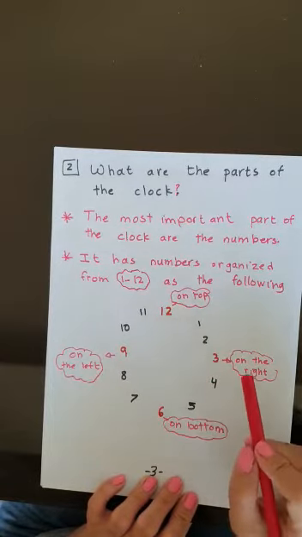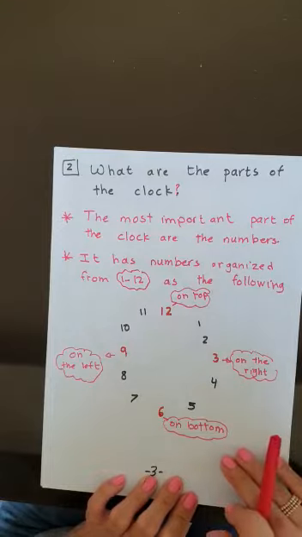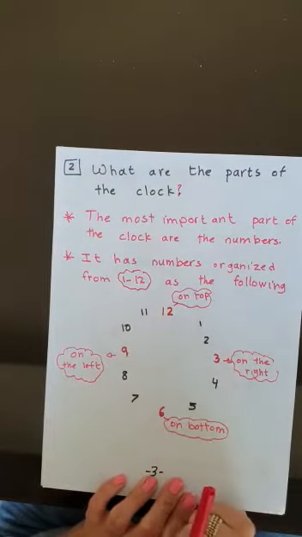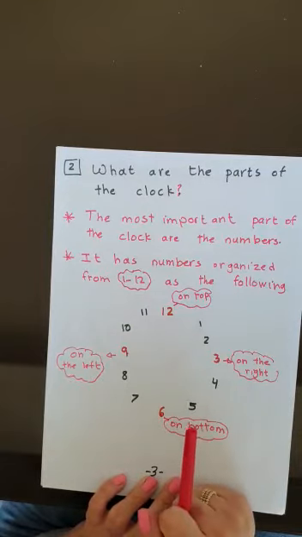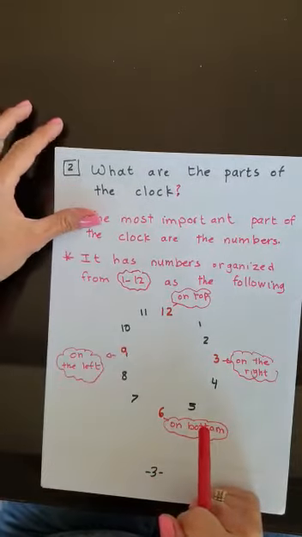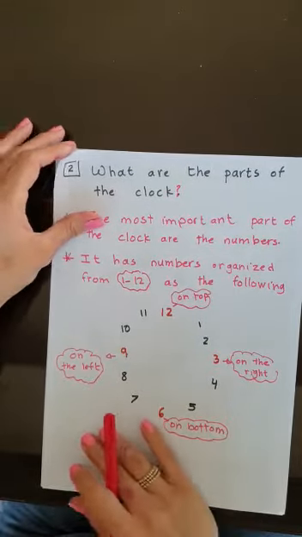Now that we learned, grade 1, that we find numbers on the clock organized in a circular way, we're going to learn about the second important part of the clock. Do you know what it is, grade 1? Can you guess? Are you ready? Let me show you.